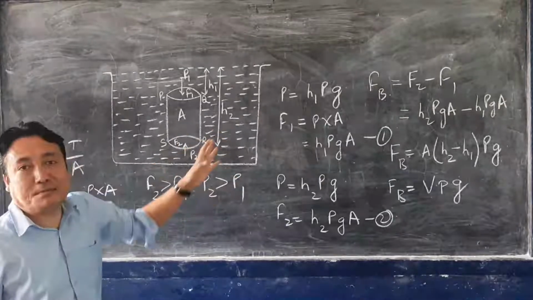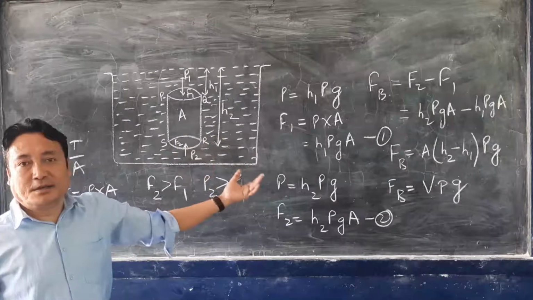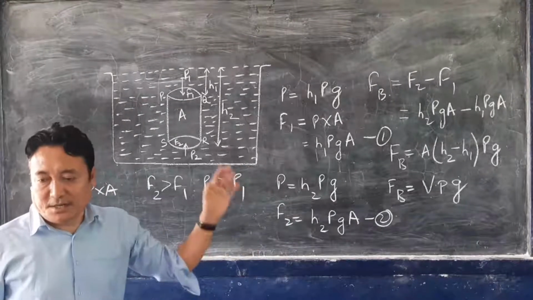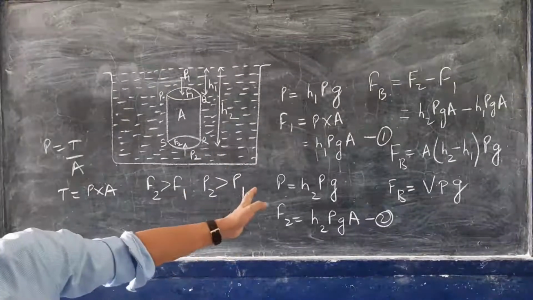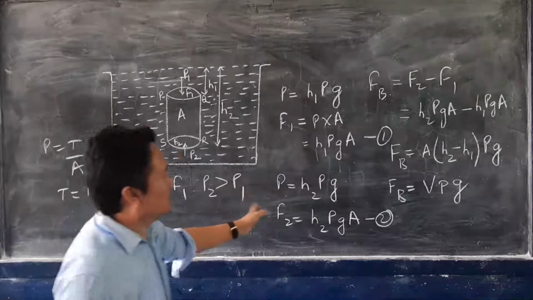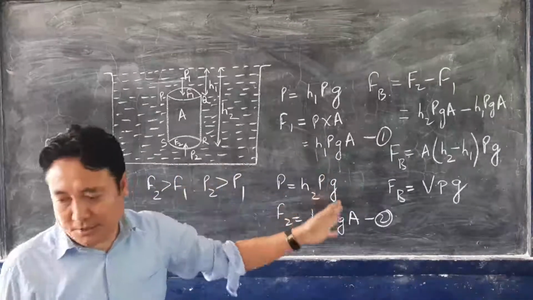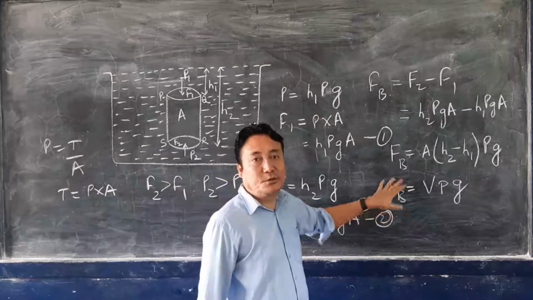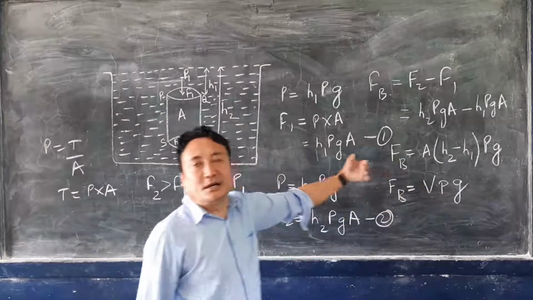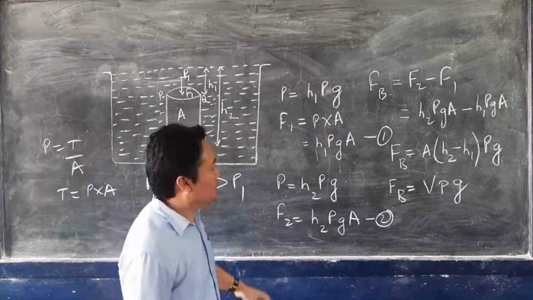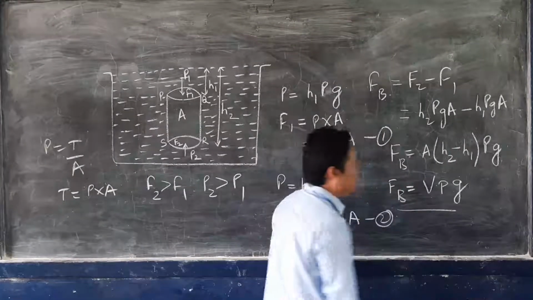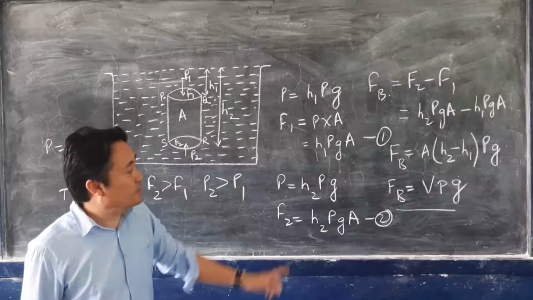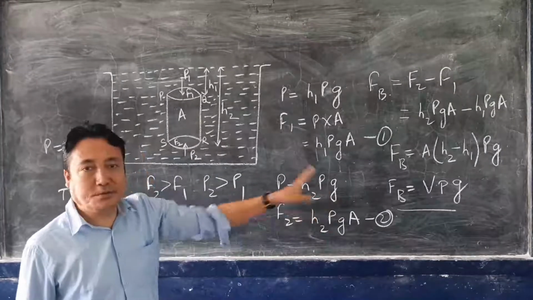So this is the mathematical proof that upthrust is equal to the weight of the liquid displaced. From here we can find that upthrust equals the weight of the liquid displaced by the submerged part of the body. So this way you can calculate: FB means the upward force, or the upthrust, equals volume into density into G, that is VPG.